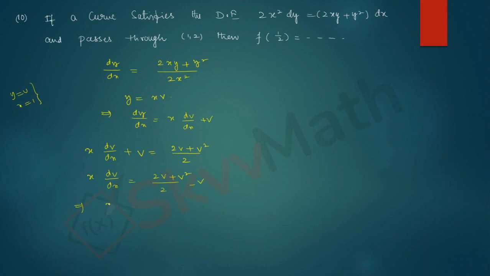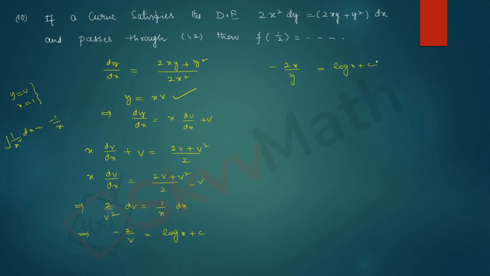Now by the variable separable method, 2/v squared dv = 1/x dx. Now if you integrate both sides, you know the integration of 1/x squared is -1/x, so the integration of 1/v squared is -1/v. So -2/v. The integration of 1/x is log x + c. Now what is v? v = y/x. So if you write v as y/x, it gets reversed, so -2x/y = log x + c.